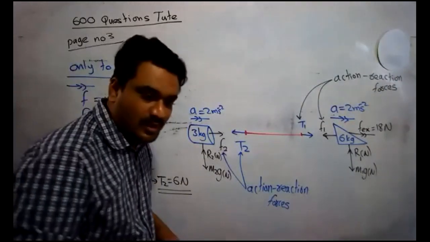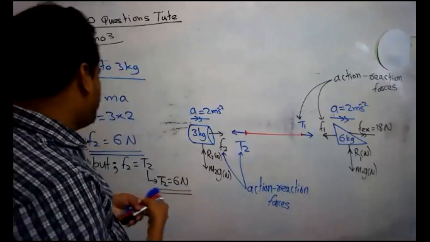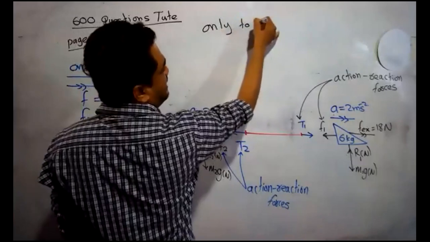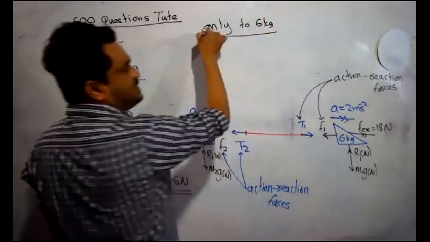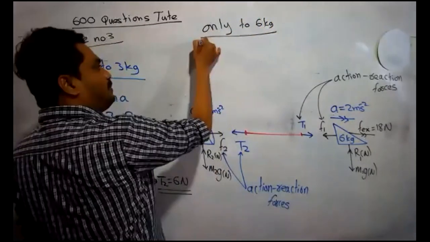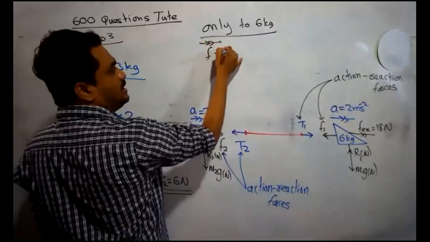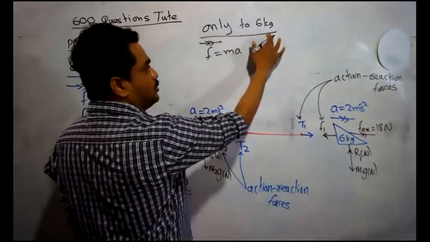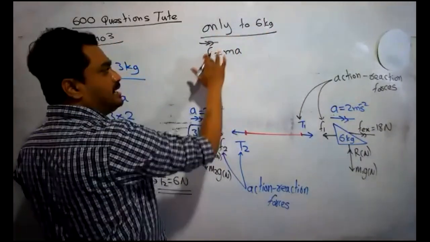Applying F equals MA only to the 6 kg object. Very good. Only to the 6 kg object. Let's apply the F equals MA equation horizontally. I have indicated the object. I have indicated the direction.